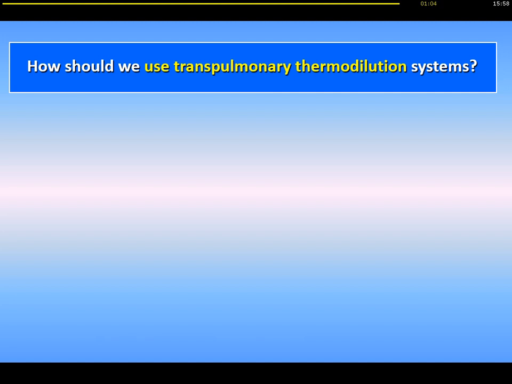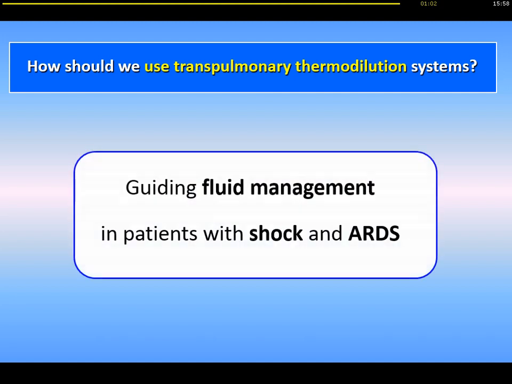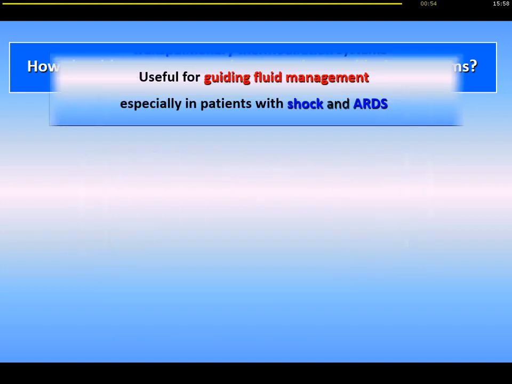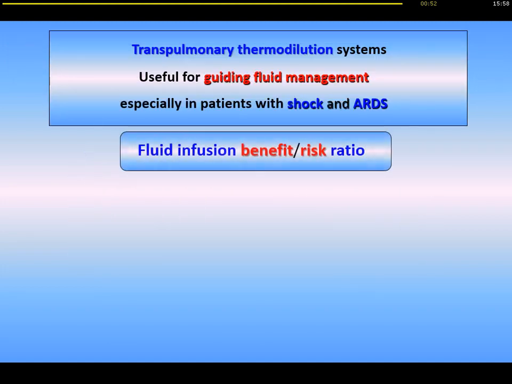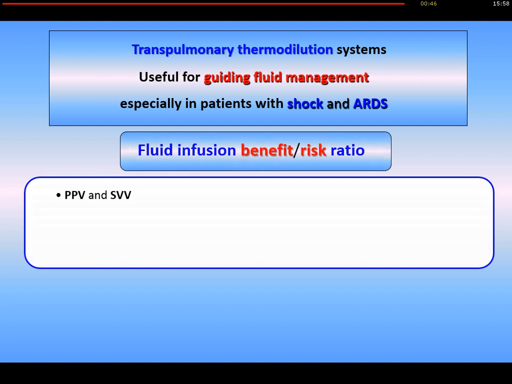How should we use transpulmonary thermodilution systems? My opinion is for guiding fluid management in patients with shock and ARDS, because we can well assess the benefit-risk ratio using these systems. We can assess the benefit, which is the numerator of the ratio, by looking at PPV and SVV.